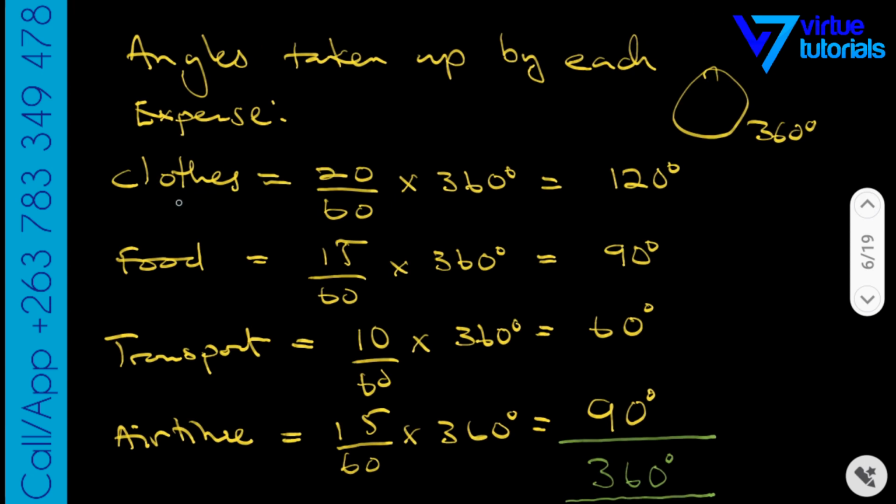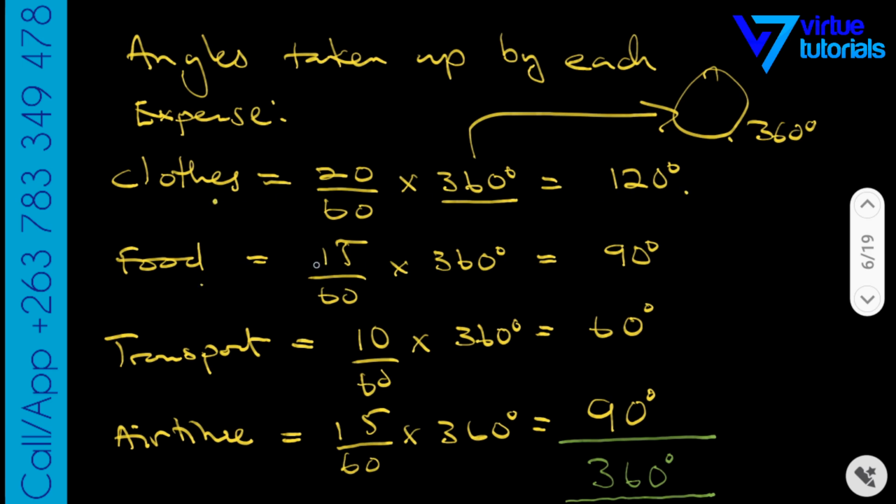For clothing, Mildred spent 20 out of $60. So I say 20 over 60 times 360, because a pie chart consists of 360 degrees. So 20 over 60 times 360 gives you 120 degrees. That's the angle for clothing.